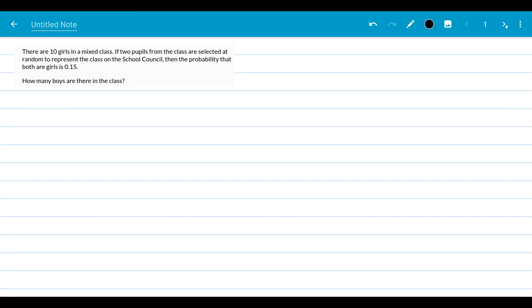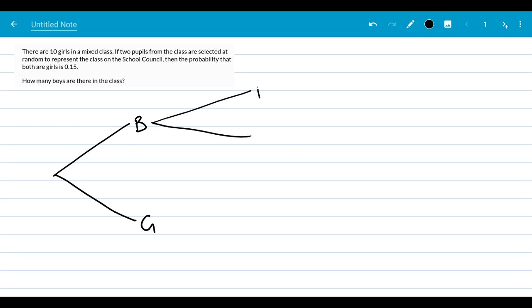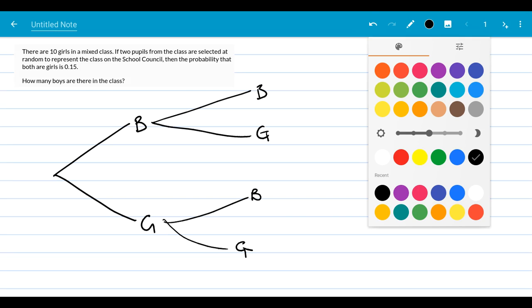So this question is going to be a probability tree with 2 selections. And at each selection, we've either got a boy or a girl. Boy, girl. Now this is a type of situation where the second choice is impacted by the first choice. There are easier questions where the second choice isn't impacted. This one, you've got to think about it just a tiny bit.